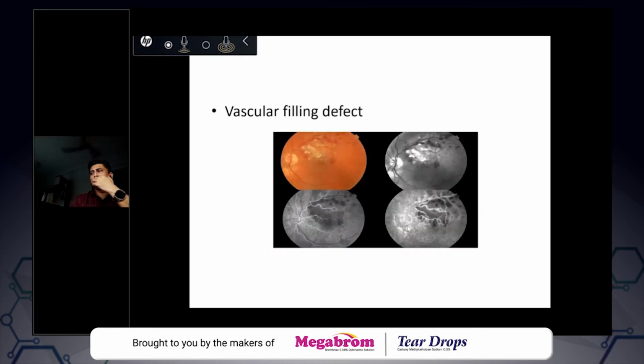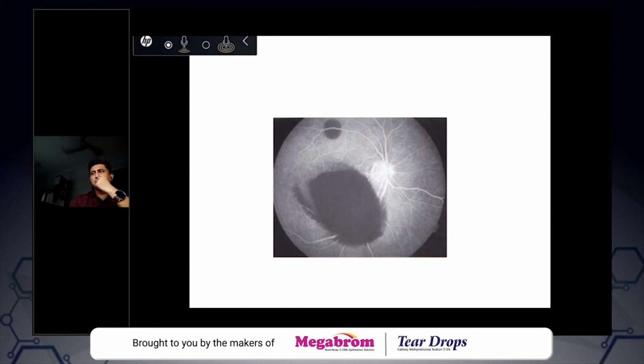Another cause of hypofluorescence is a filling defect. See, for the dye for the choroid or the visualization of the retinal capillaries is very important. Suppose if venous stasis occurs, there is capillary ischemia, and so capillary non-perfusion areas here. So these areas where there is no blood reaching appear as hypofluorescence. So hypofluorescence may be either block fluorescence or the capillary non-perfusion areas.